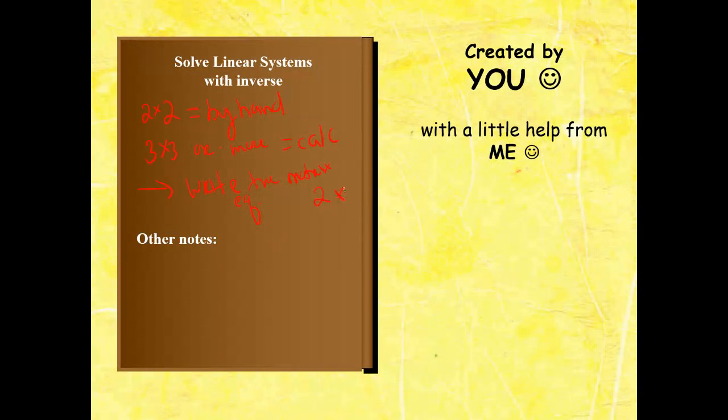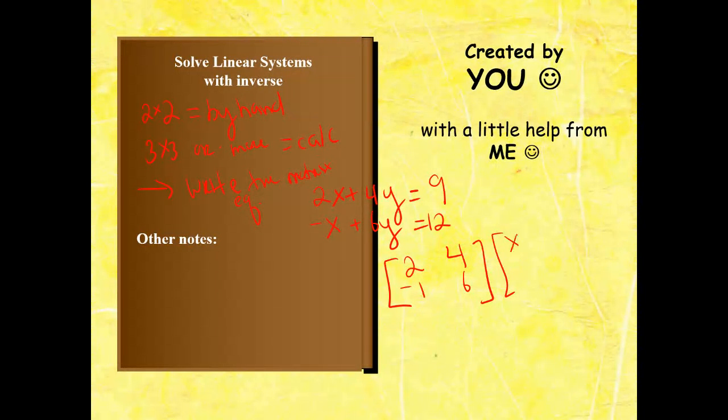If I give you 2x plus 4y equals 9 and negative x plus 6y equals 12, regardless of using a calculator or not, my first step should be to have the matrix [2, 4; -1, 6] times [x; y] equals [9; 12]. That should be there, right? This is one that I would have to do by hand.